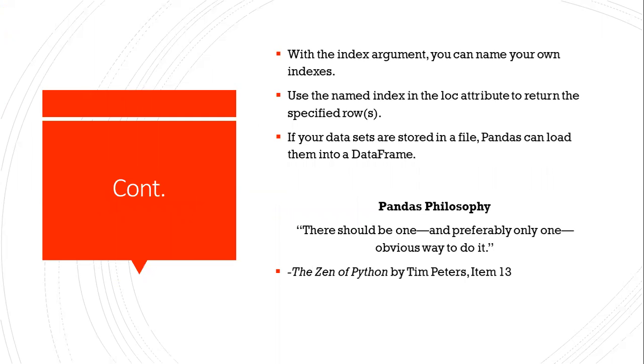With the index argument, you can name your own indexes. Use the named index in the loc attribute to return the specified rows. If your data sets are stored in a file, Pandas can load them into a data frame.